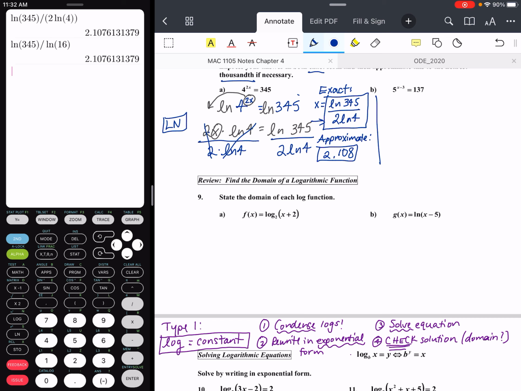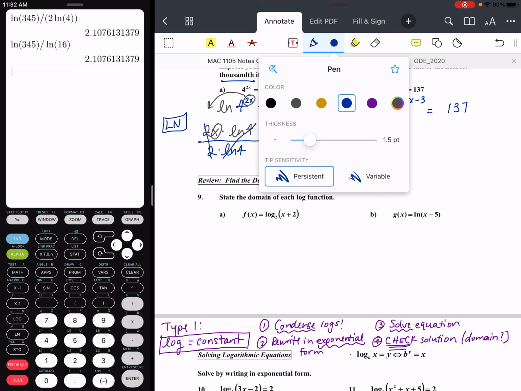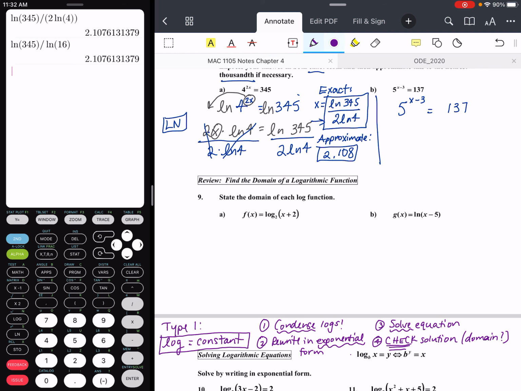Okay, looking at part B, 5 to the power x minus 3, I'm just going to write it to make it look bigger, equals 137. I can't write 137 with the base of 5, or at least I don't know how to. So we're going to use this natural log approach. So take the natural log of the left and the right side. And then that allows us to use the power rule. So x minus 3 times the natural log of 5 equals the natural log of 137.